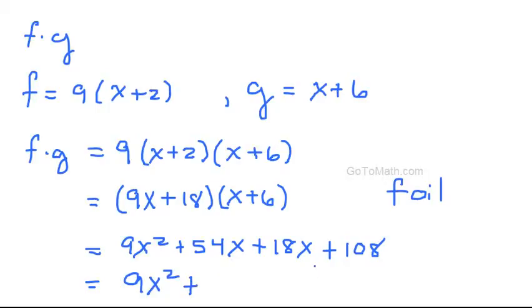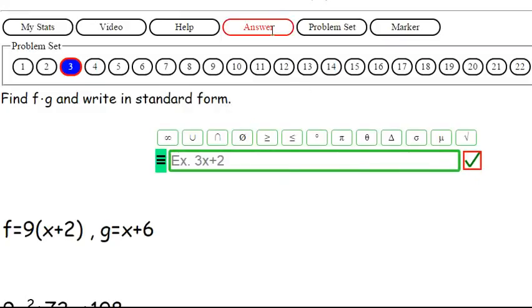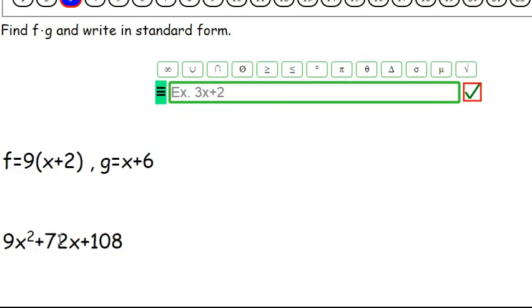So we have 54 plus 18. We're collecting up our like terms now, which gives us 72x plus 108. Alright, so it wasn't too bad. Okay, 9x squared plus 72x plus 108. And of course, it's already in standard form. 9x squared plus 72x plus 108.